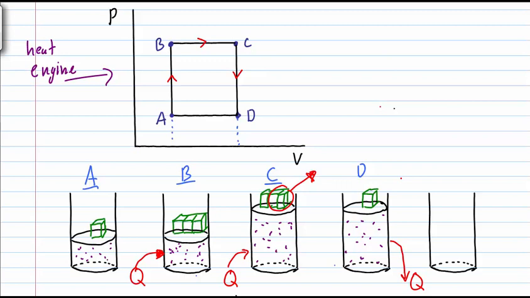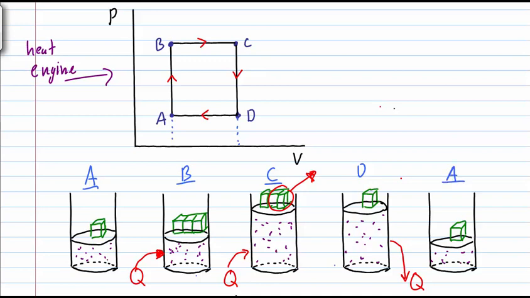And then the last thing we're going to do here is we're going to slide along this diagram, and we're going to move from point D, we're going to slide over here to point A. And A is right back where we started. So small volume, small pressure. 1 block sitting on the piston back where it started. And the gas is right back in that original state.